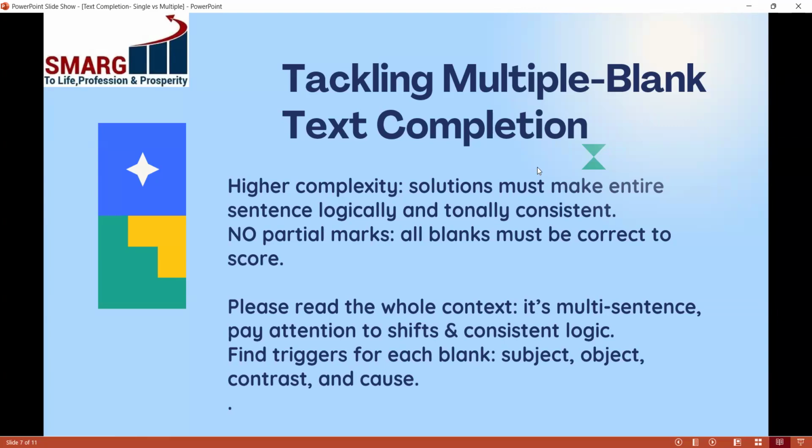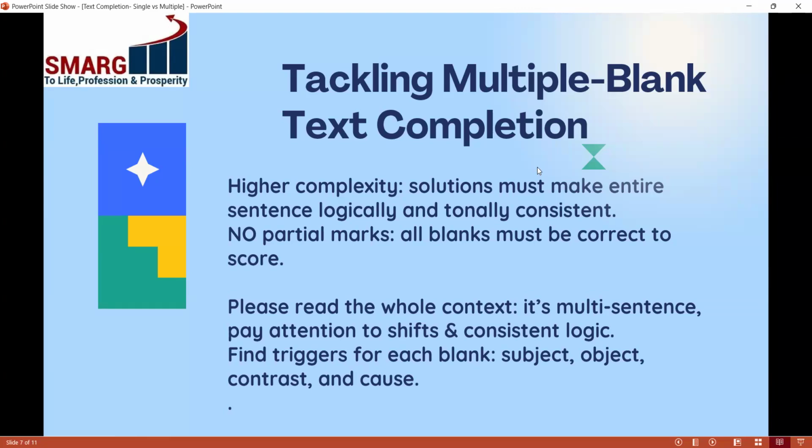Then, of course, no partial marks. Again, this thing I'll repeat very clearly. Do practice text completion because you do not get any partial marks. And then, this is very important. Please read the whole context.